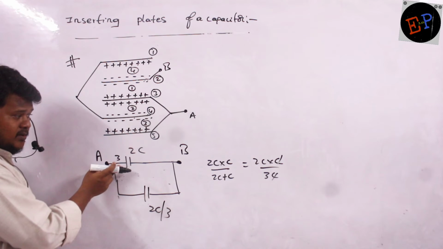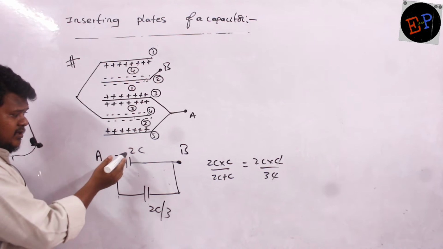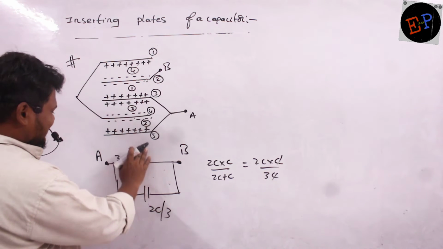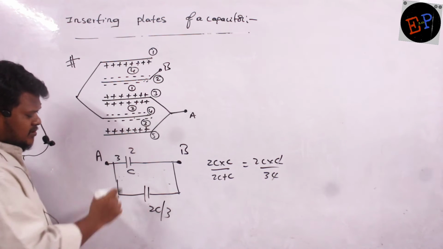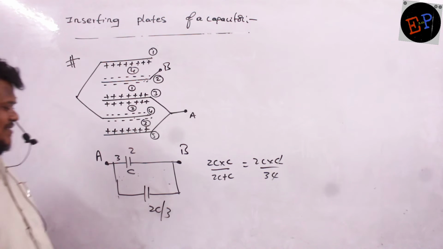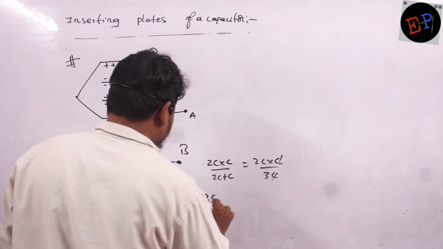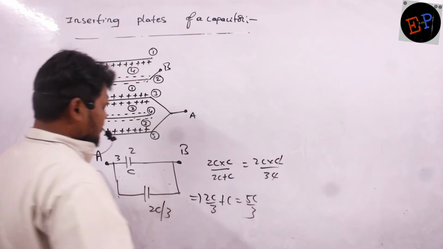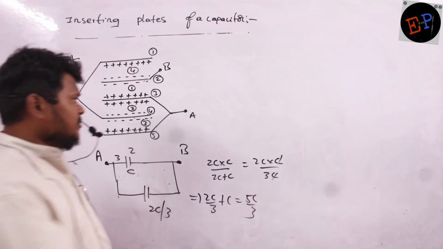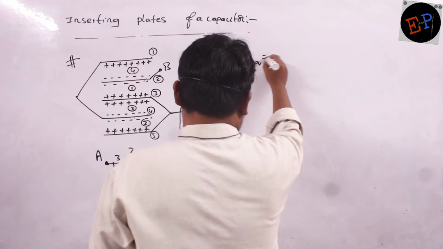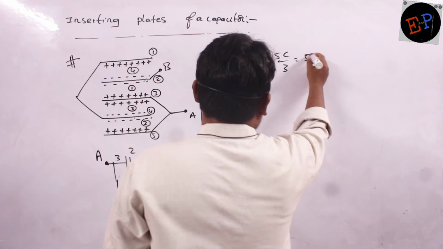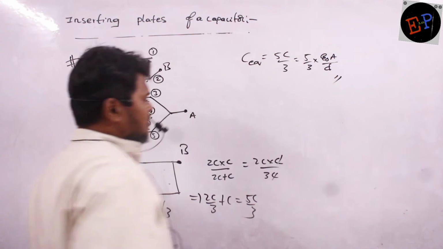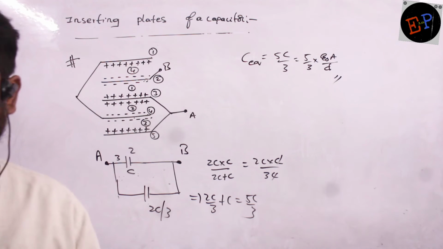Now 2C by 3 and 2C. This one is 2C, no? C only, no? Then why did I write 2C? Oh, plate 2, sorry. Okay. So C and 2C by 3, they are connected in parallel connection. So therefore 2C by 3 plus C, so 5C by 3. That is the equivalent capacitance. Clear? So therefore C equivalent is 5C by 3, or you can write 5 by 3 into epsilon naught A divided by D. That's it. This is how we can do the calculation.